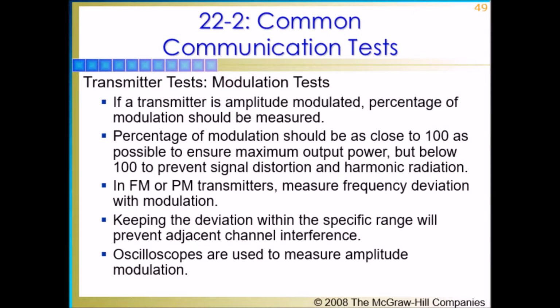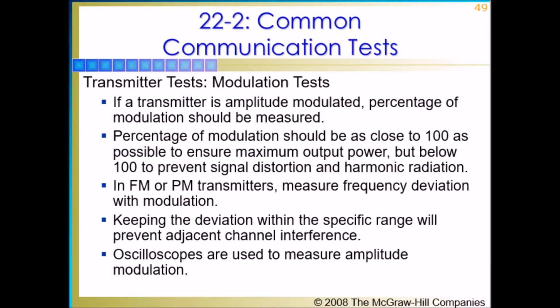Modulation tests. If AM is being used in the transmitter, you should measure the percentage of modulation. Well, of course, it is best to keep the percentage of modulation as close to 100 as possible to ensure maximum output power, but below 100 to prevent signal distortion and harmonic radiation.